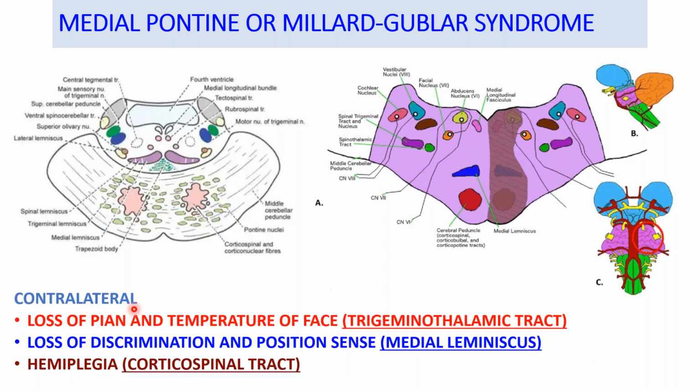On the contralateral side, because of the involvement of the tracts, the trigeminal lemniscus, the trigeminothalamic tract, there will be loss of pain sensation. All these midline, paramedian tracts, starting from the medial lemniscus, mean loss of discrimination, position sense, and tactile sensation. Then if the trigeminal tract is involved, loss of pain and temperature of the face will also be gone for the contralateral side. And because of the corticospinal tract involvement, there will be contralateral hemiplegia.